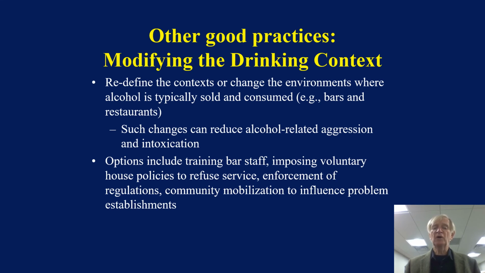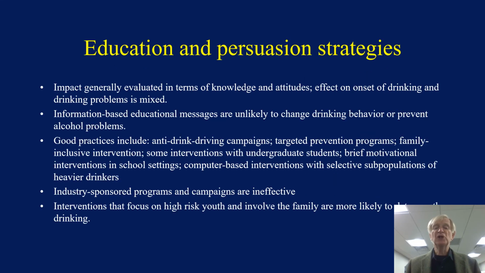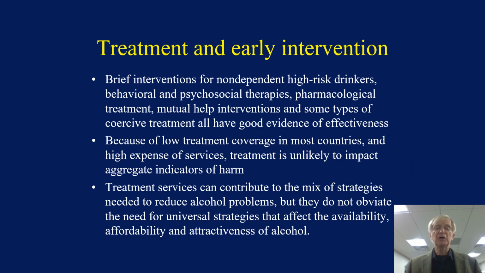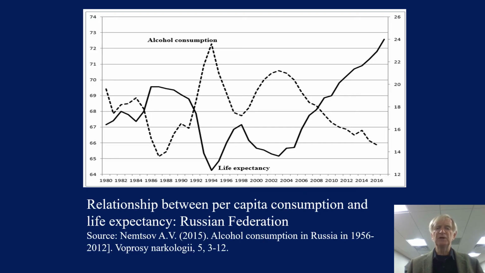Other good practices are measures like server training and house policies to refuse service and enforcement of regulations in drinking establishments. Education and persuasion strategies, including school-based prevention programs, have some evidence of effectiveness, as do treatment and early intervention programs. But the literature suggests that it's the upstream policies that reach more people and have greater evidence of effectiveness.